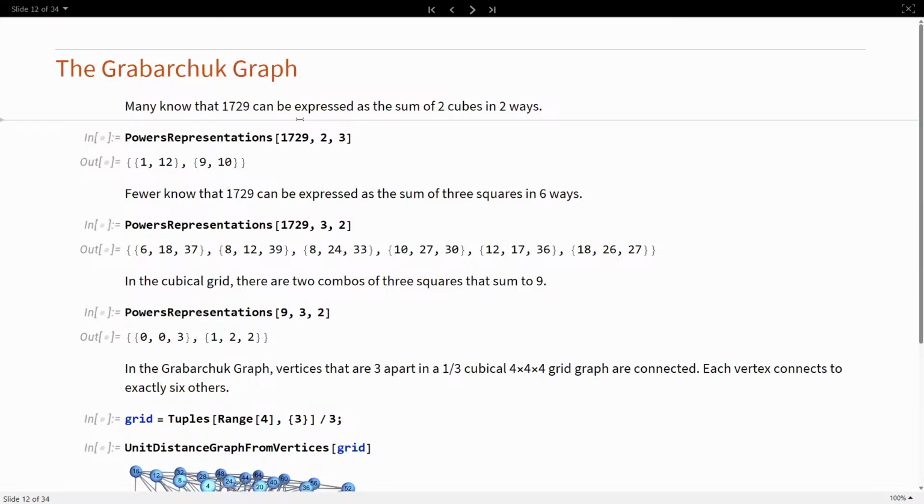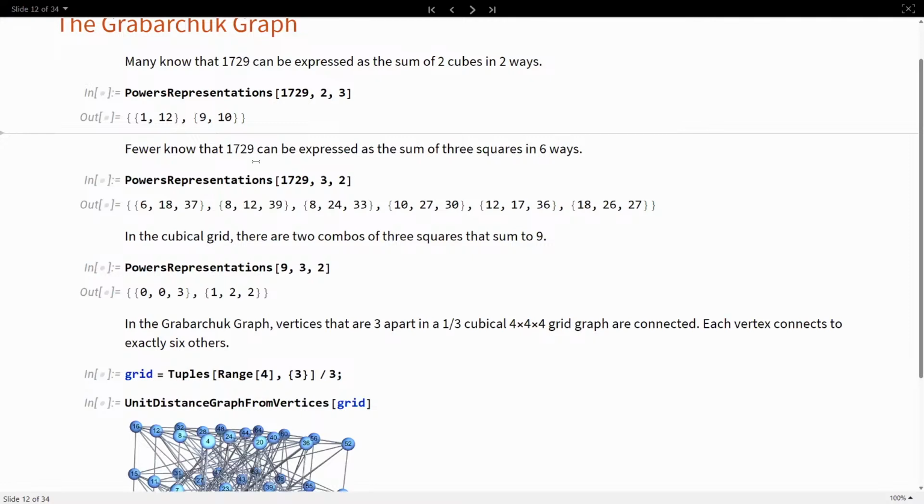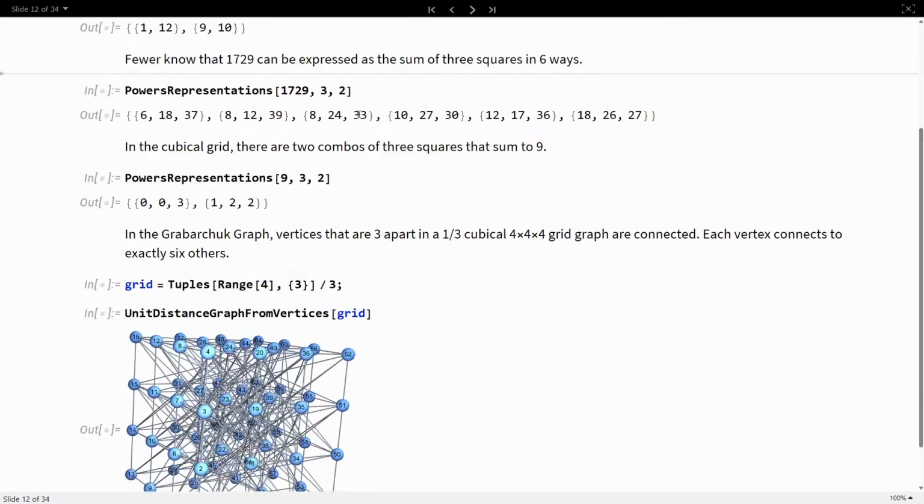So, as a slight segue, you can express 1729 as the sum of two cubes, and that's well known. This is known as the taxicab number due to a story between Hardy and Ramanujan. But fewer know that 1729 can be expressed as the sum of three squares in six ways. I certainly didn't know it, but Power's representation is very handy for coming up with these facts.